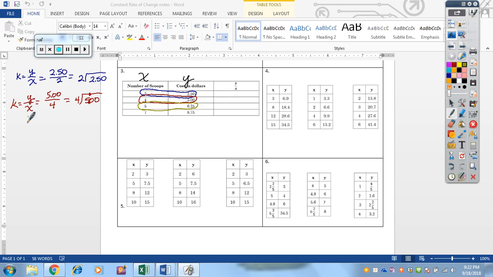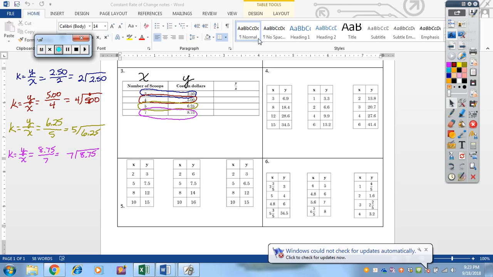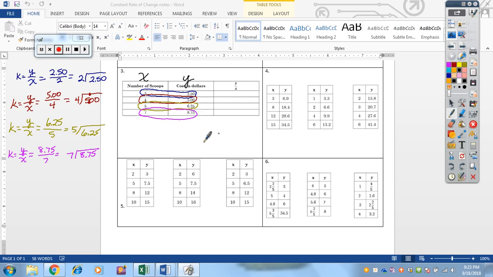When you're done with that, go ahead and divide the next one and the next one. So you're going to have to push pause and then do the work. So when you're done, were they all the same? If you're not done, push pause and finish. Check every single one because you never know.